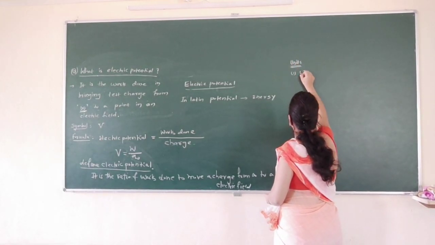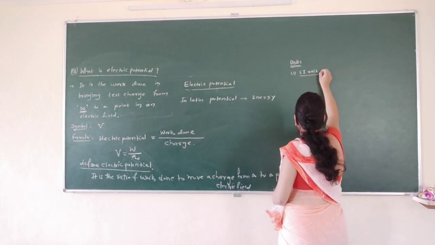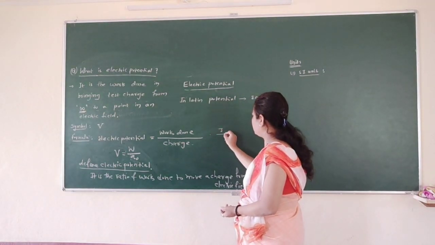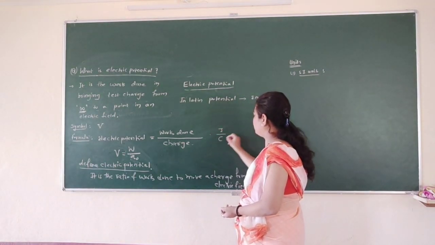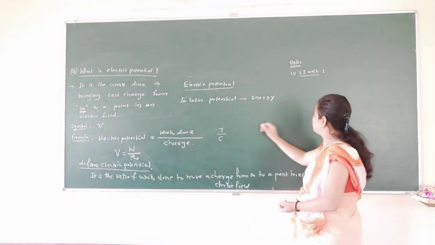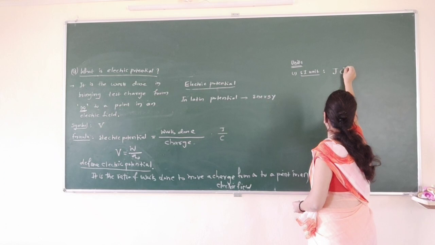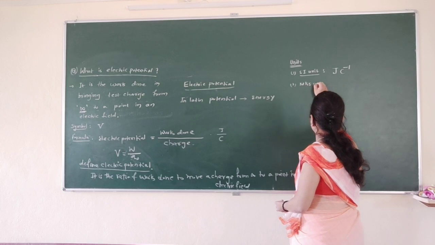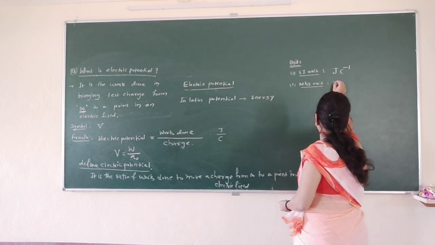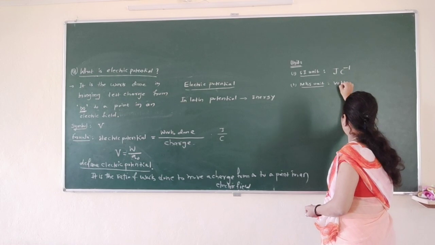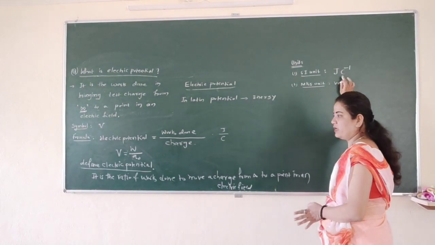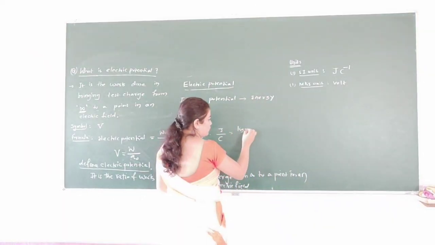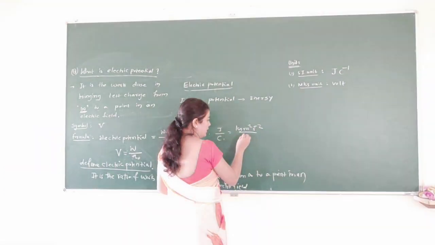First one is the SI unit. The SI unit of electric potential: work is joule, charge is coulomb, so joules per coulomb. MKS unit, volt. Actually this is not the pure SI unit. For the pure SI unit, work done is kg square meter per square second, and coulomb is ampere second.